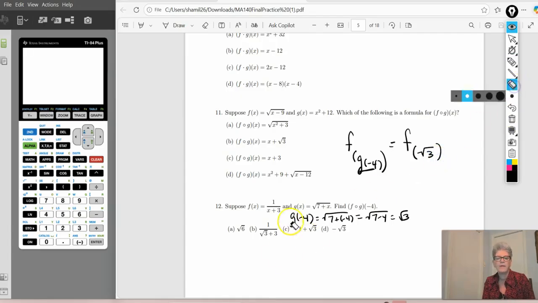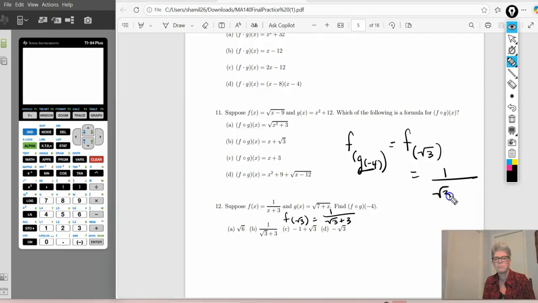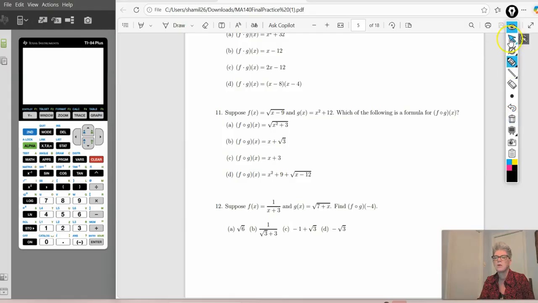And now what I have to do is go to the formula for f, and wherever there's an x, I'm going to replace it with the square root of 3. And that's it. I cannot simplify that any further. That's going to be my answer. Okay, so your answer is B.